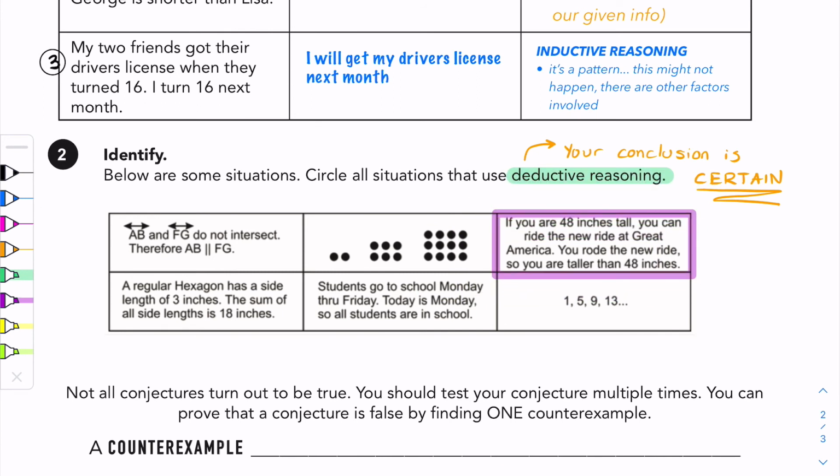For the next one, if you are 48 inches tall, you can ride the new ride at Great America. You rode the new ride, so you were taller than 48 inches. That's a fact. So you have to be 48 inches tall to ride the ride. If you got on the ride, then you have to be at least that tall. So that is based on facts. That is a certain conclusion, or a concrete conclusion. So we're going to leave that one, and we're going to indicate that that one is deductive reasoning.